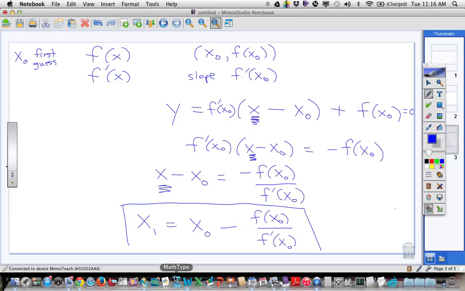And so to find x2, I just take x1 minus f of x1 over f prime of x1. In other words, all I have to do is take my guess, put it into the f function, put it into the f prime function, divide those, and then subtract from the initial guess. That is going to give me my next guess, and I can repeat that, and I can repeat that.